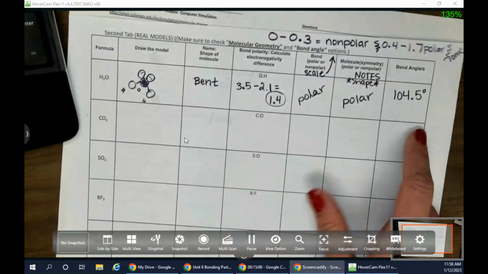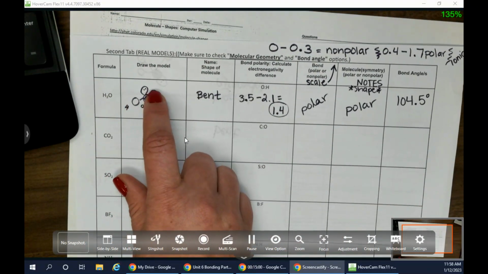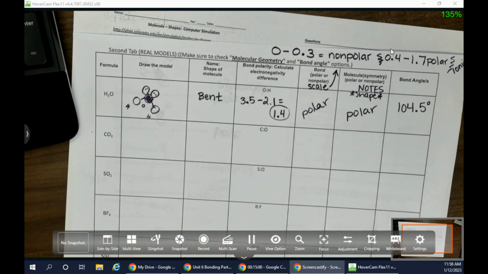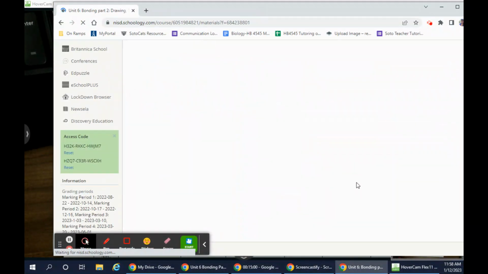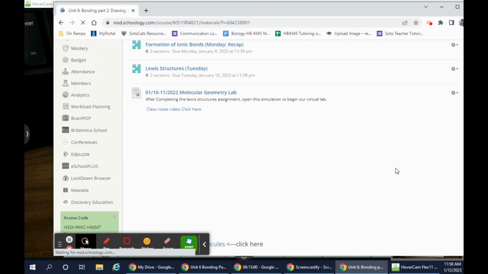I gave you this whole example yesterday, so just a reminder of what it consisted of. You have to draw your model, so whatever's on your computer screen. Then you have to say the shape of it. So when you guys were on your Schoology screen, okay, you had the PhET simulation link right there. Make sure you're using that.